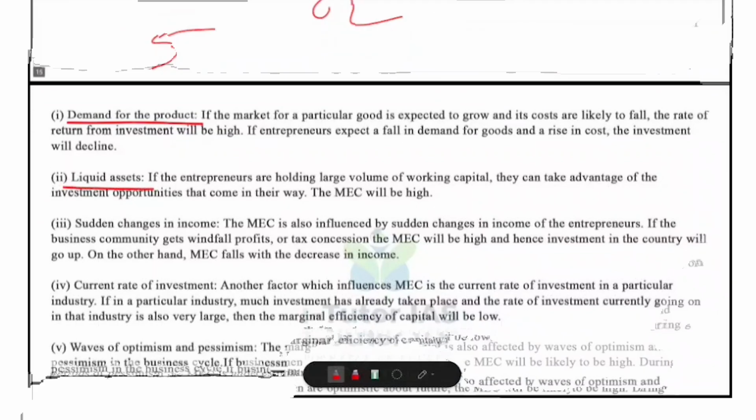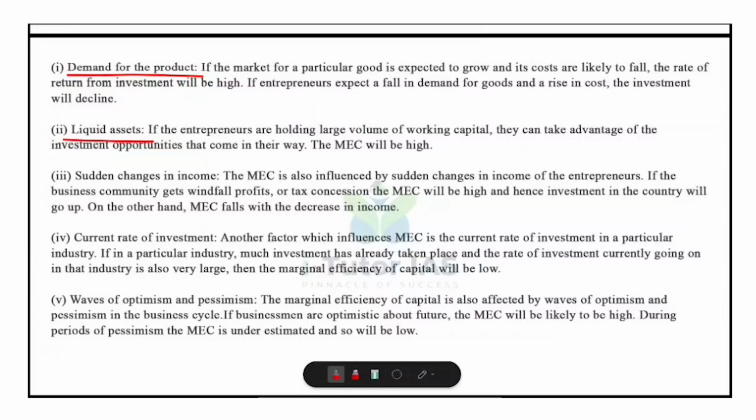Second factor is liquid assets. Firms holding more liquid assets like cash or easily available funds can quickly invest when opportunity arises. Hence, more liquidity means higher MEC. For example, a company with large cash reserves can easily buy new machines when prices drop because they have liquid assets, and it will boost MEC.